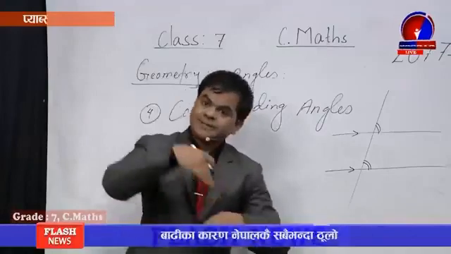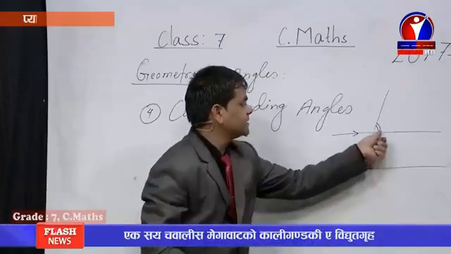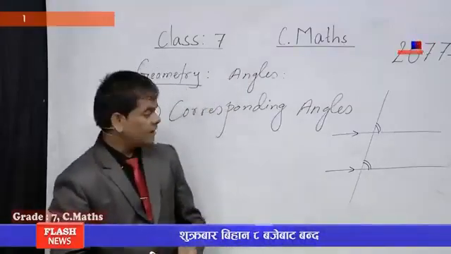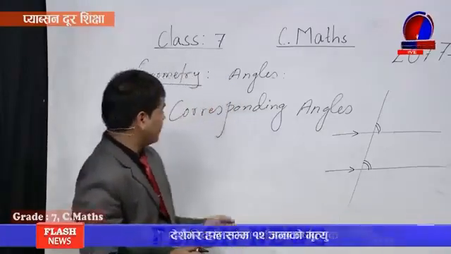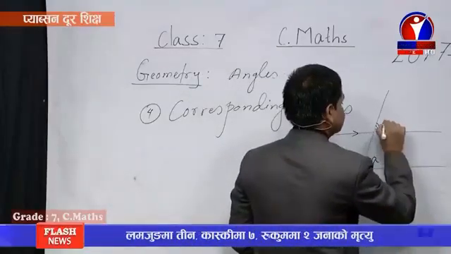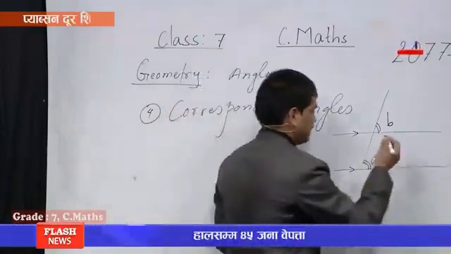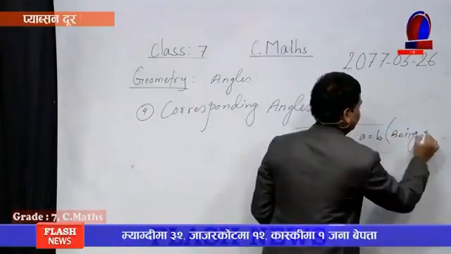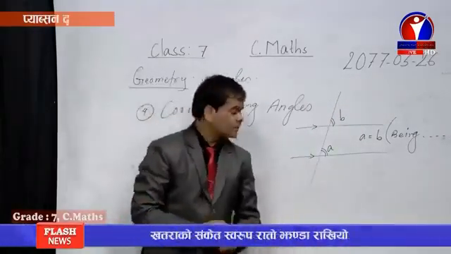That means both should be on the same hand side, but one is inside the parallel lines, another is outside the parallel lines. If such a concept is seen, it is known as corresponding angle. They have a relationship, known as the relationship of corresponding angles, and their property will also be equal, as with the alternate angle we have done just before. So what can we write? A equals B. And what do we write for the reason? Being corresponding angles, A and B are equal to each other.